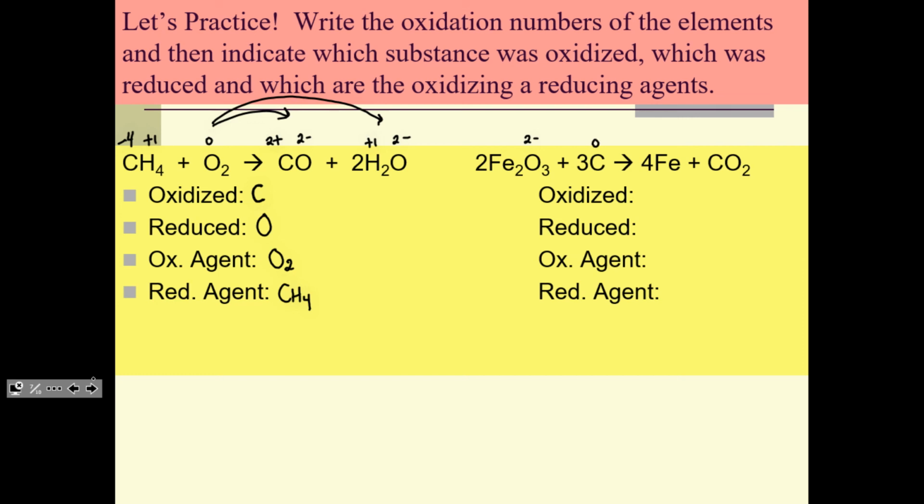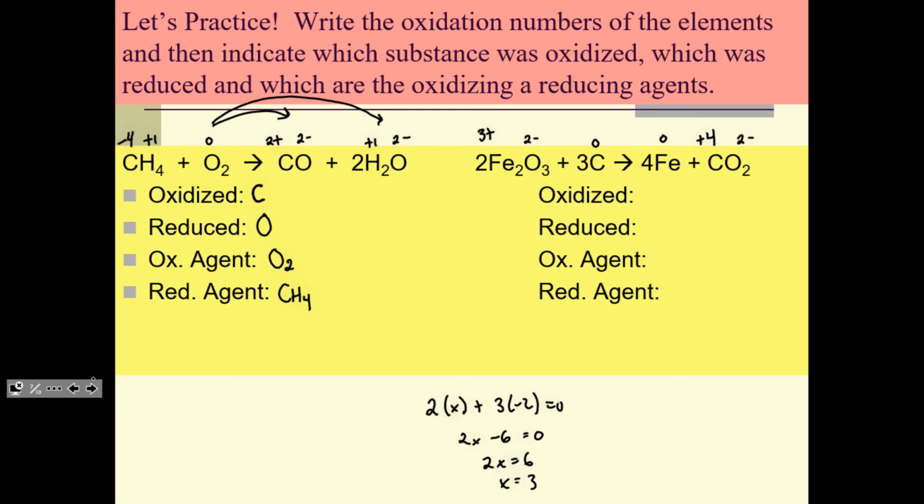2 minus, carbon by itself, iron by itself, 2 minus here. We're going to have to solve for iron. 2 times x plus 3 times -2 equals 0. So 2x minus 6 equals 0. 2x equals 6. X is going to be equal to 3. So iron is a 3 plus. And then carbon is going to be a +4.